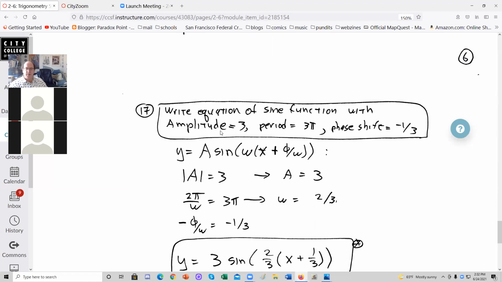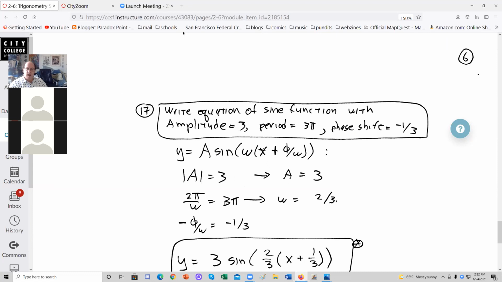Now here we have an inverse problem. We're given the amplitude, the period, and the phase shift. We want to find the equation of the sine function. So, okay, y equals a sine of omega times x plus pi over omega. Now, the amplitude is 3, so the absolute value is 3. Well, I guess you really have to say plus and minus 3. But I'll assume it's a positive 3 because we're shifting from positive sine.